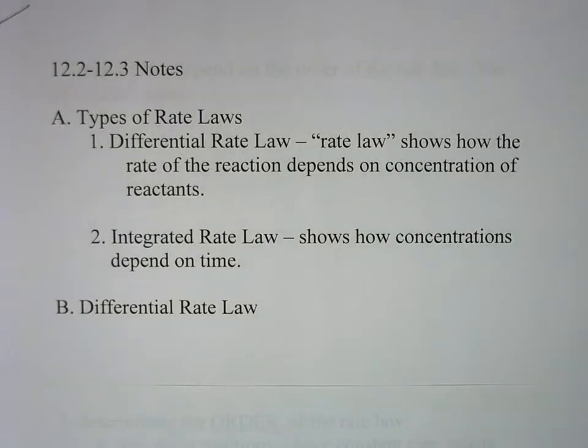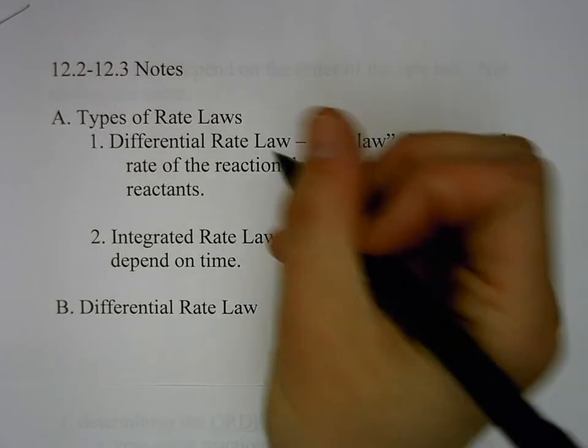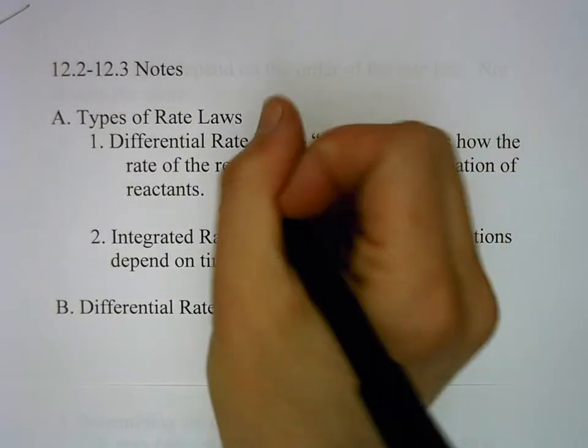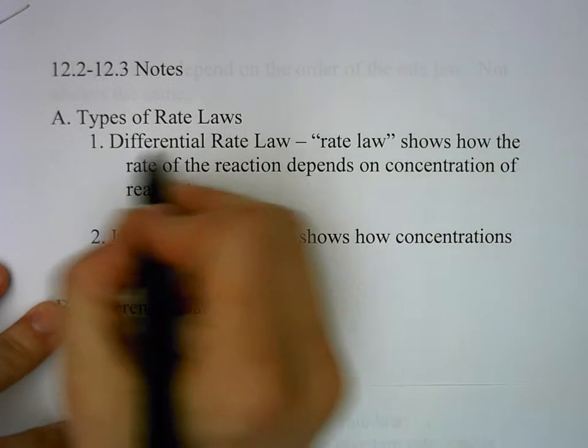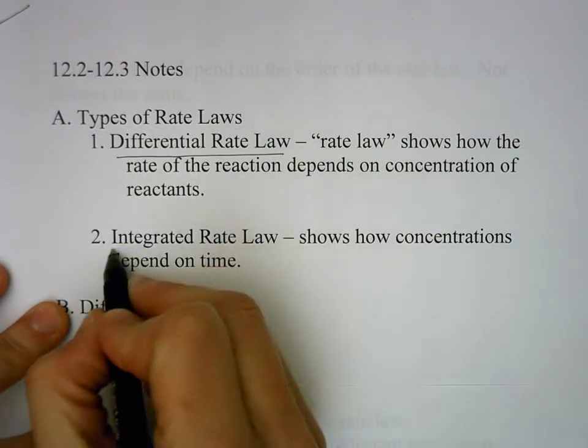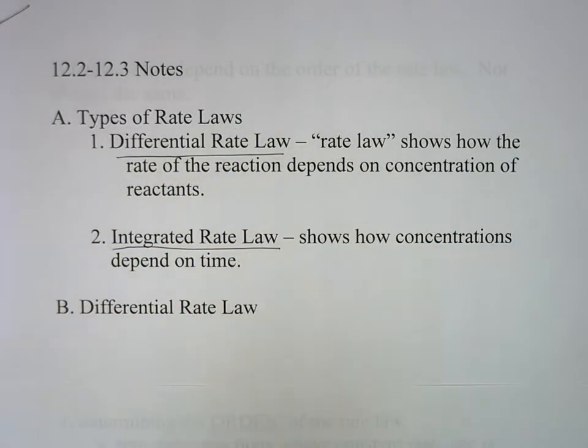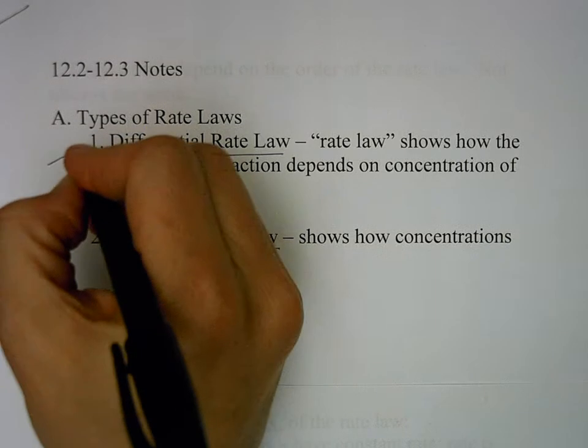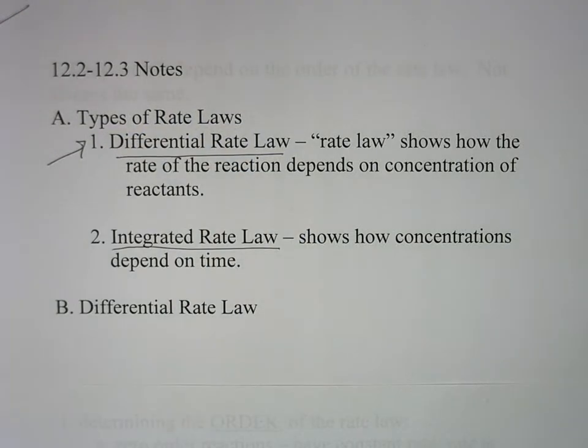All right, so now in chapter 12, 12.2, it is all about something called a rate law. And a rate law is basically an equation. And the equation relates concentration, time, and reaction rate, kind of depending on which rate law we're talking about. So there's two different rate laws. I'll let you write those down. We're going to talk about those, and then specifically today we're going to go through that first one, the differential rate law.